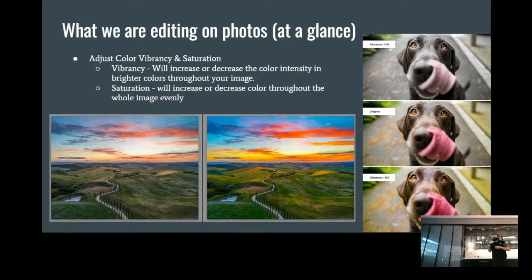Vibrancy is nice because you can really play with that intensity of the colors of the image, which then can lead into saturation, which will increase or decrease color throughout the whole image evenly. And that's what the bottom left picture is. You can see that on the left side, it's very muted or soft. And as we play with that saturation, the sky is now a rainbow of colors.